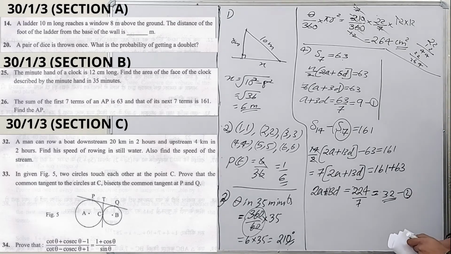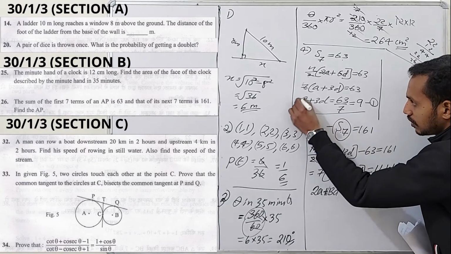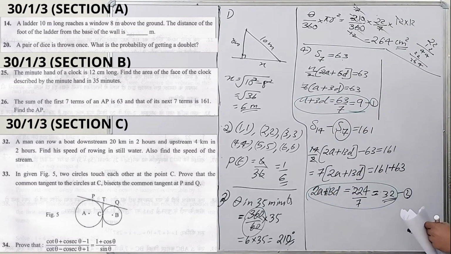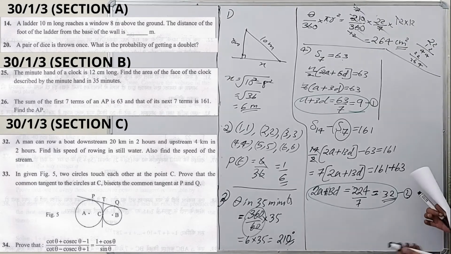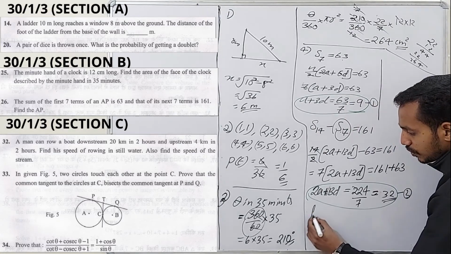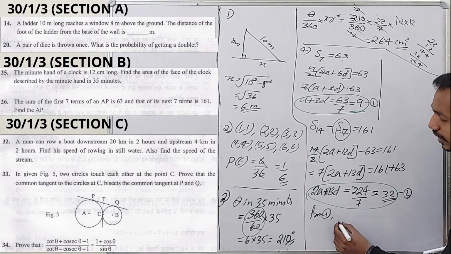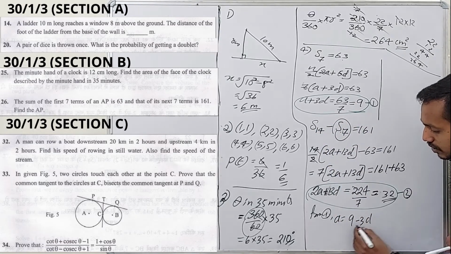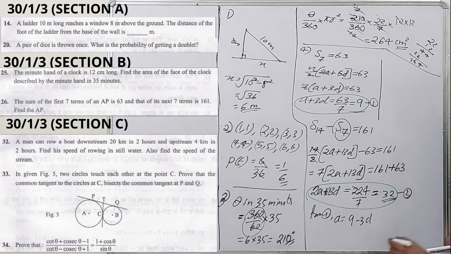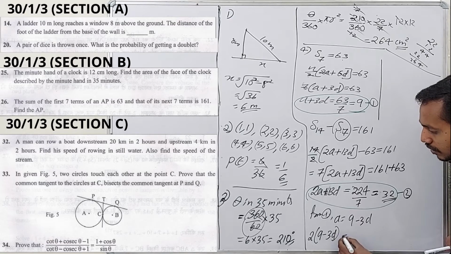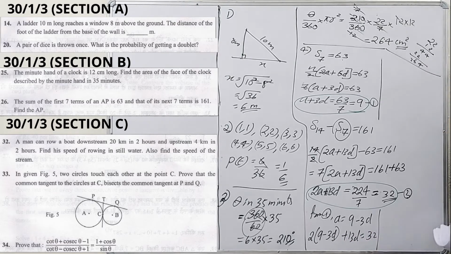Now we have two linear equations in two variables. Solve this pair of linear equations in two variables, we will get the answer. So either we can use elimination or substitution method. Here I am going to use the substitution method. So from equation 1, we will get a is equal to 9 minus 3d. Substituting this value of a in equation 2, we will get 2 into 9 minus 3d plus 13d is equal to 32. What we will get here?